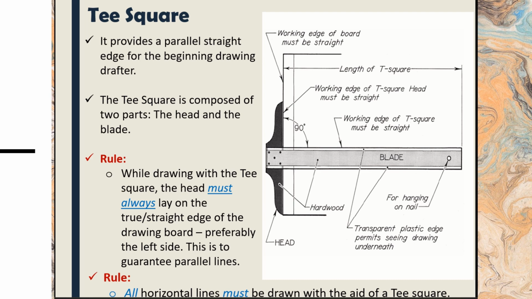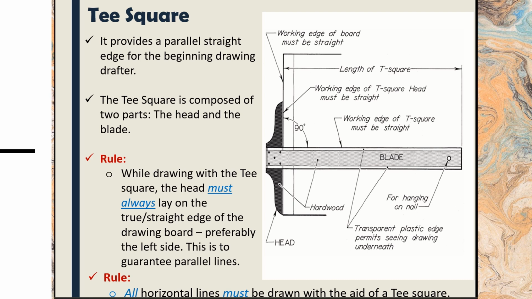The T square is composed of two parts. We have the edge and the blade. The edge forms a T shape with the blade, and it's the edge that you put on the left hand side of your drawing board and slide along the left hand side of your drawing board to draw horizontal lines and vertical lines. What are the rules that guide the use of the T square?